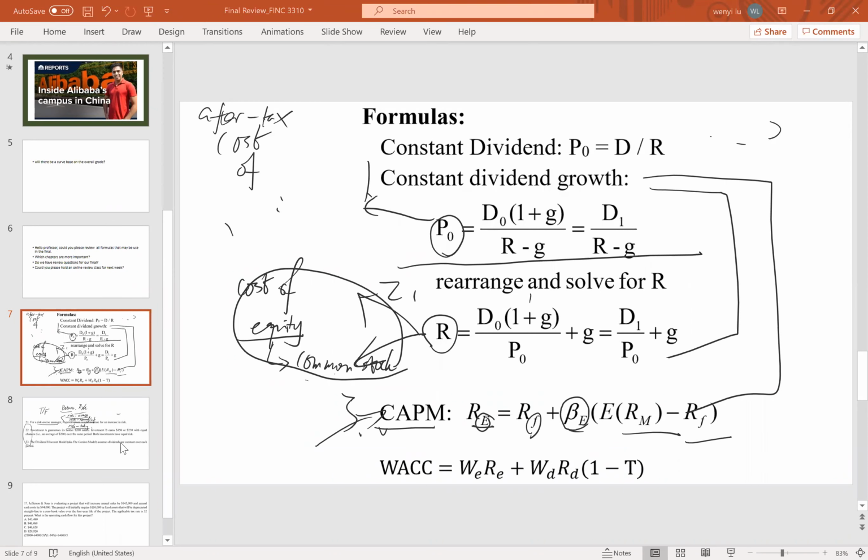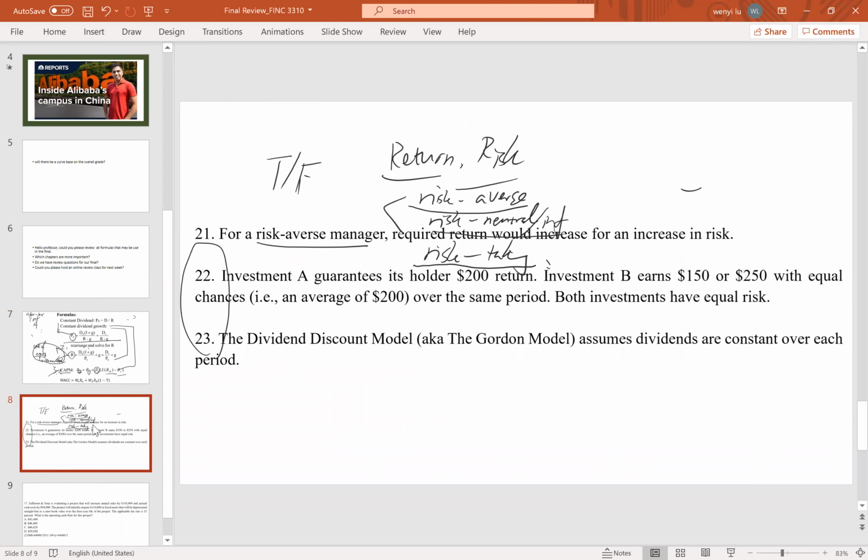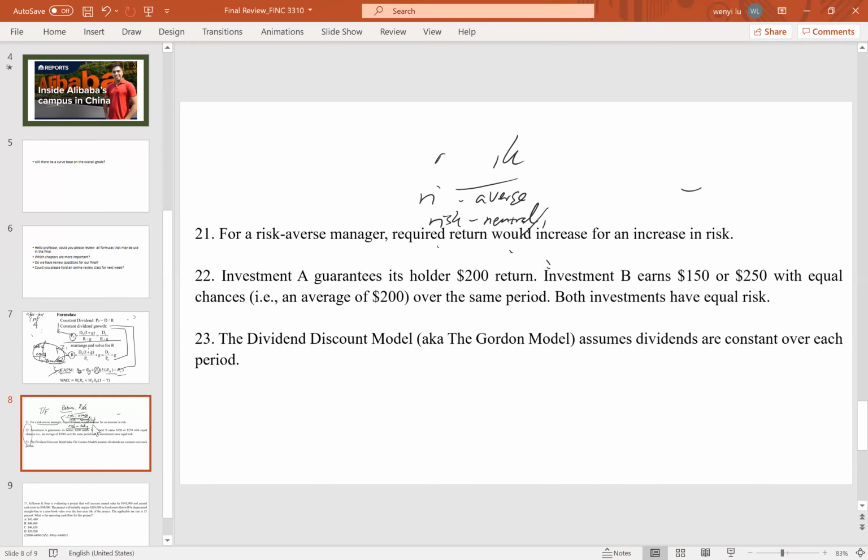Okay, so let's go to the next question. The investment A guarantees the holder a $200 return. Investment B earns $150 or $250 with equal chance. So if you take the average, it should also be 200 over the same period.